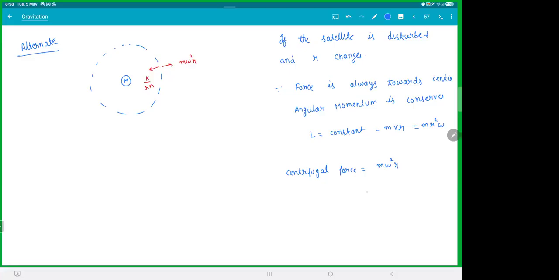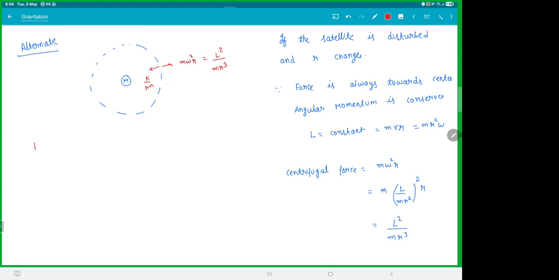Let's replace that omega here. So this will be m L by m r square whole square r. This would be L square by m r cube. This is how you can write centrifugal forces in terms of angular momentum.